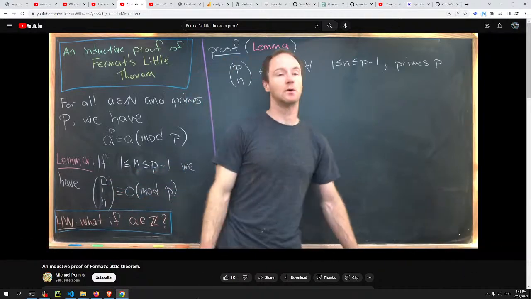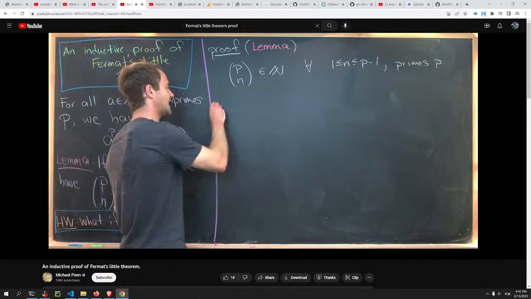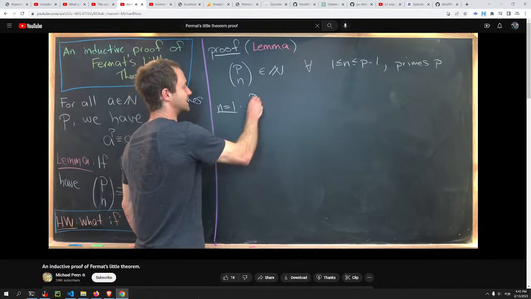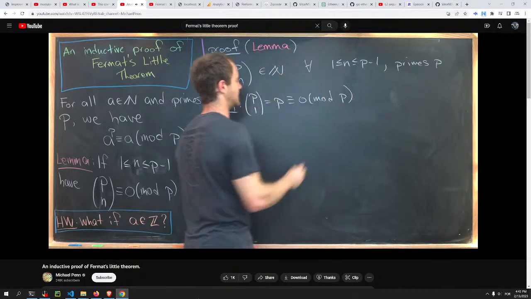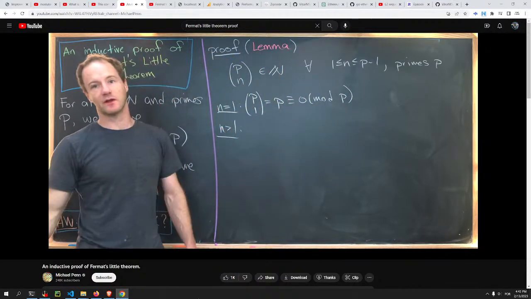Prime in order for this to hold. Next up, I want to notice the case when n is equal to 1 is easy because p choose 1 is equal to p, which is clearly congruent to 0 mod p. So we'll look at the case when n is bigger than 1.